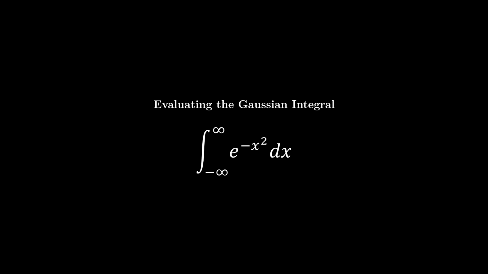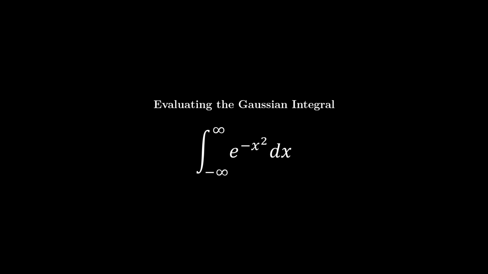Hello everyone, welcome. In this video, we will discuss a procedure for solving the Gaussian integral, which is the definite integral from negative infinity to infinity of e to the negative x squared dx. This integral shows up in many key places in physics and engineering, and its result is rather elegant.